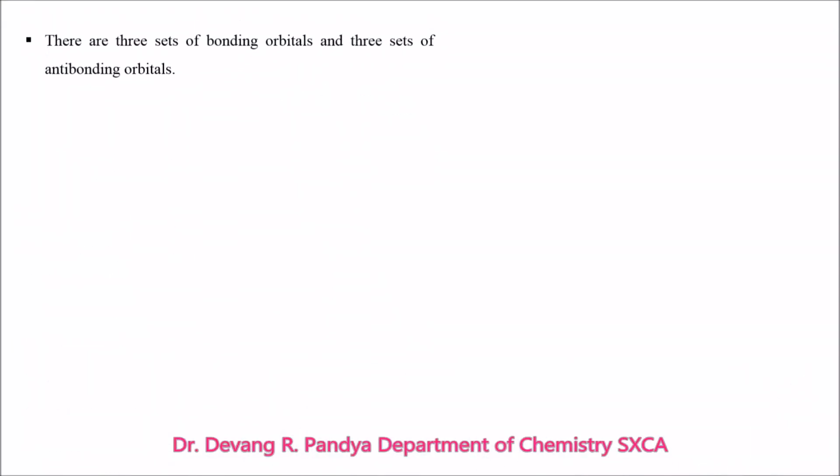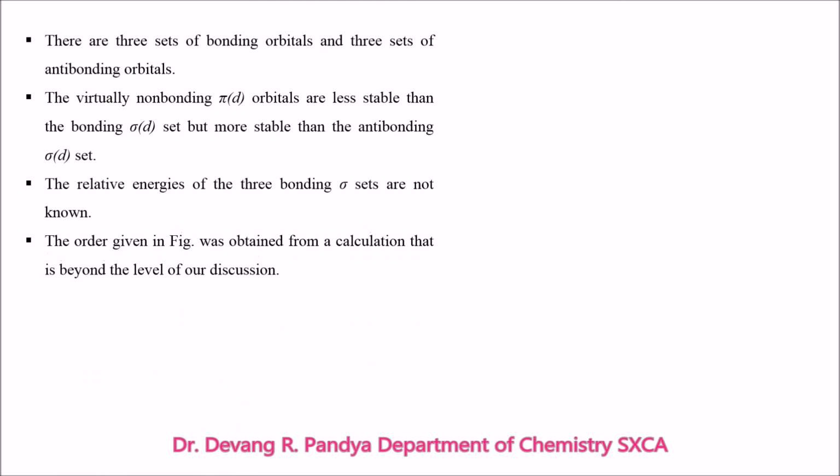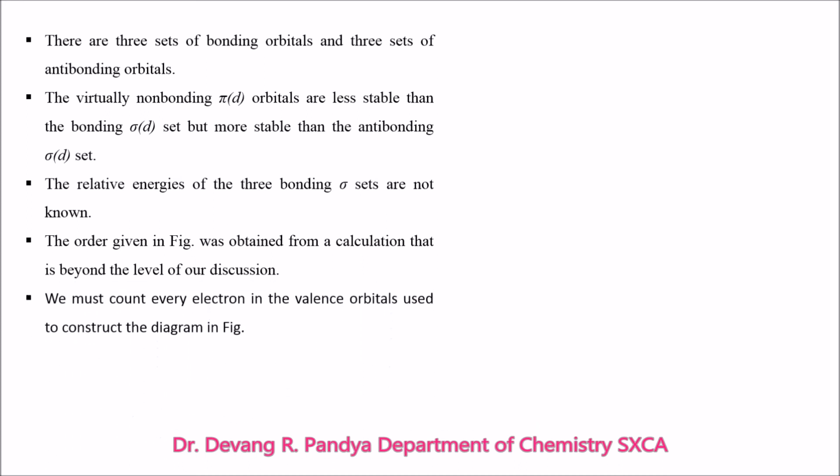There are three sets of bonding orbitals and three sets of anti-bonding orbitals. The virtually non-bonding pi d orbitals are less stable compared to the bonding sigma d set, but more stable than the anti-bonding sigma d set. The relative energy of the three bonding sigma sets is not known. The order given in this figure, which I'm going to show you next, was obtained from a calculation that is beyond the level of our discussion, so I haven't included it here.